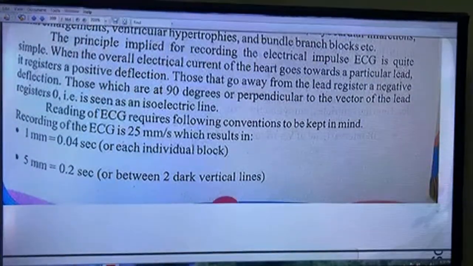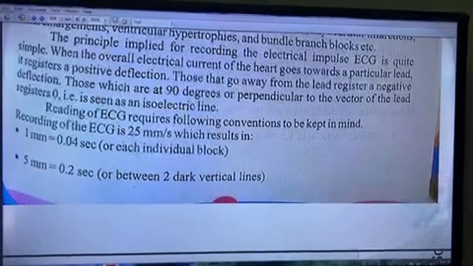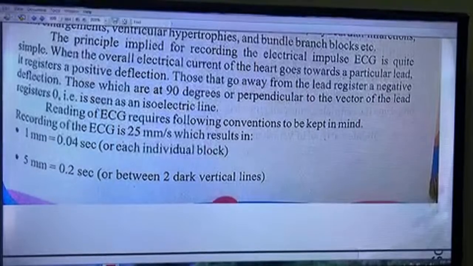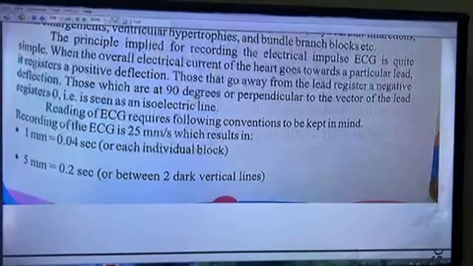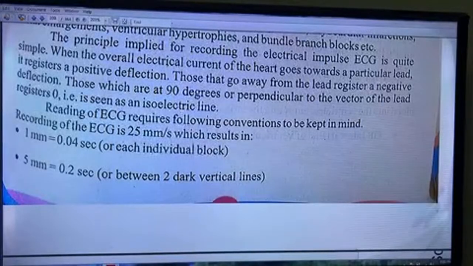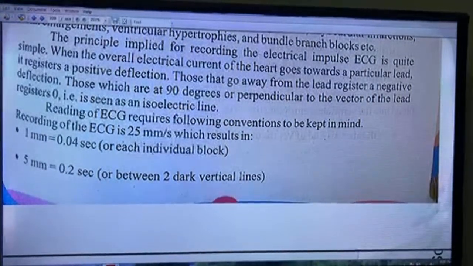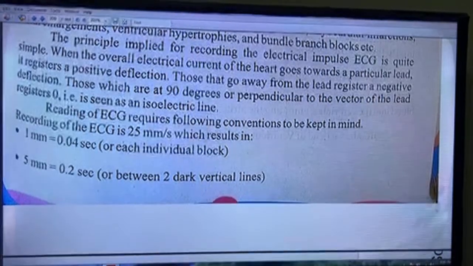The principle employed for recording the electrical impulse in ECG is quite simple. When the overall electrical current of the heart goes toward a particular lead, it registers a positive deflection. Those that go away from the lead register a negative deflection. Those which are at 90 degrees, perpendicular to the vector of the lead, register 0, seen as an isoelectric line.